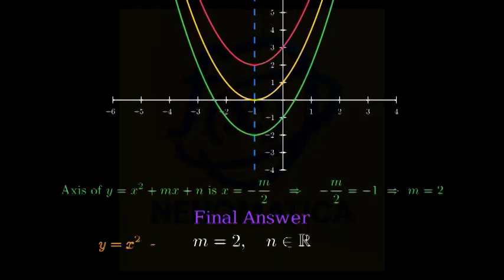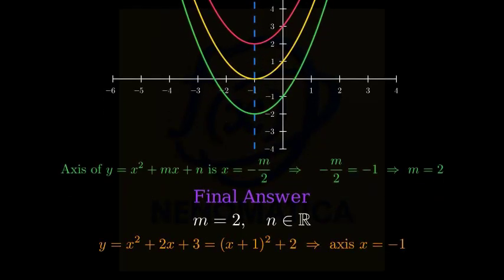Quick check. If m equals 2 and n equals 3, then y equals x squared plus 2x plus 3 can be written as y equals the quantity x plus 1 squared plus 2. Its vertex is at negative 1, 2, and the axis is x equals negative 1.